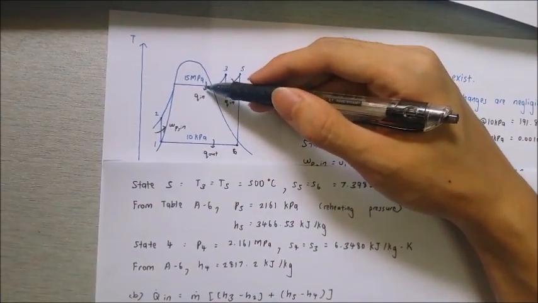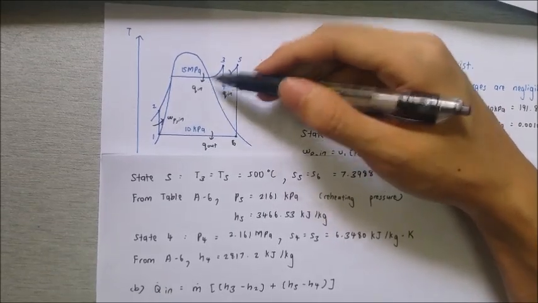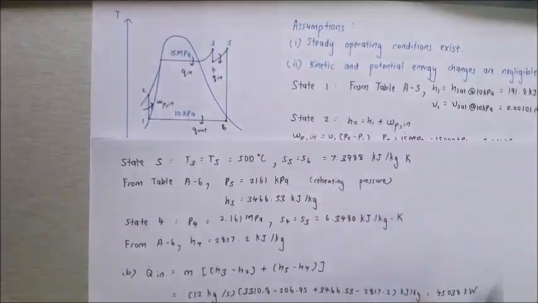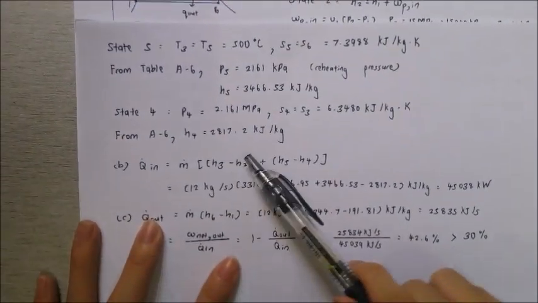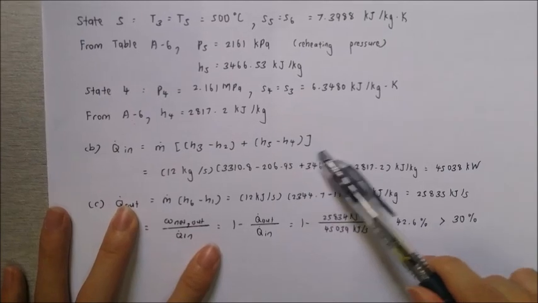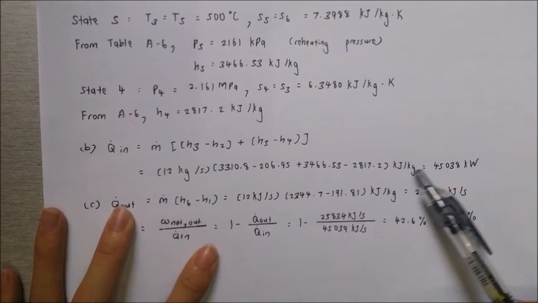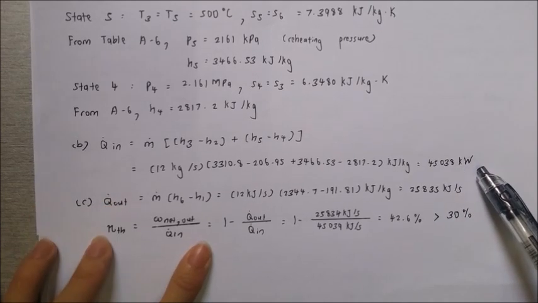For question B, we need to find the total rate of heat input. We have two instances when heat is inputted into the system, between 2 and 3, and between 4 and 5. So we use the formula Q in equals m times (H3 minus H2 plus H5 minus H4). We substitute in the values and we get 45,038 kilowatt.